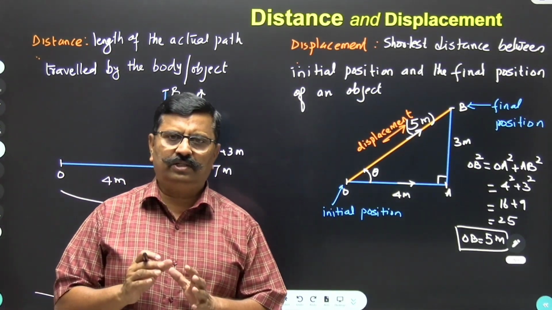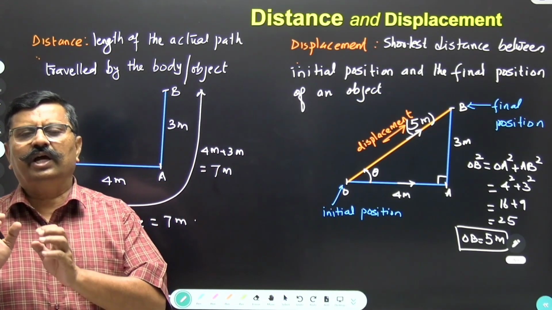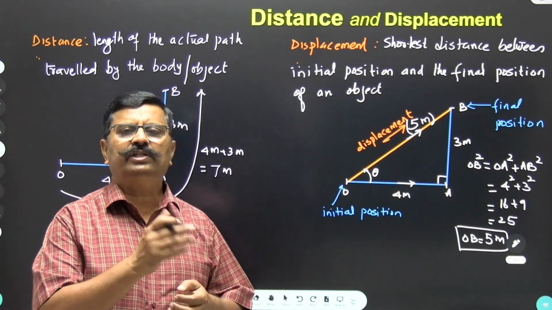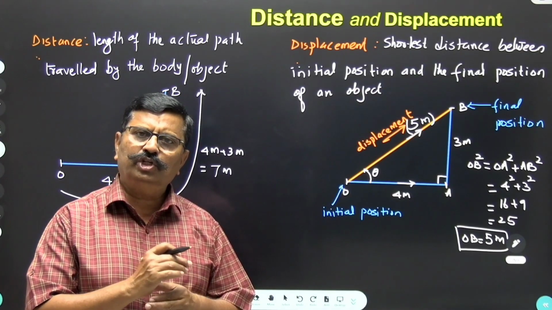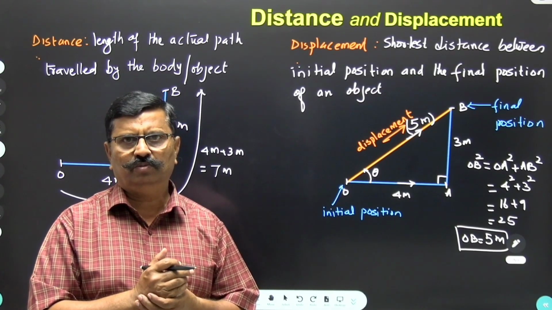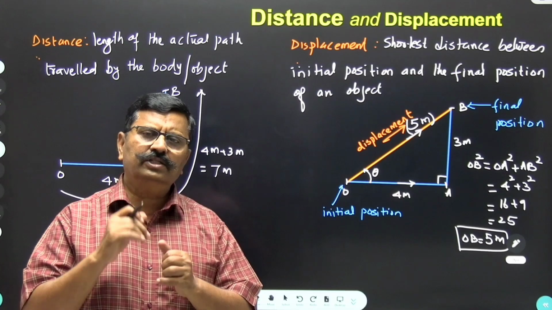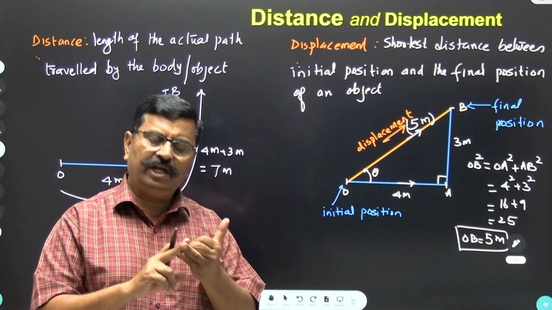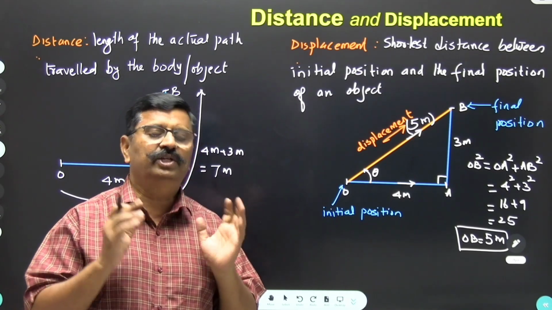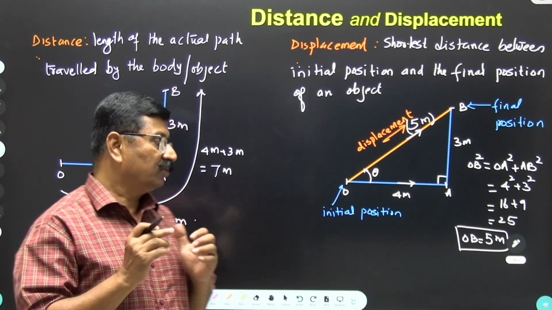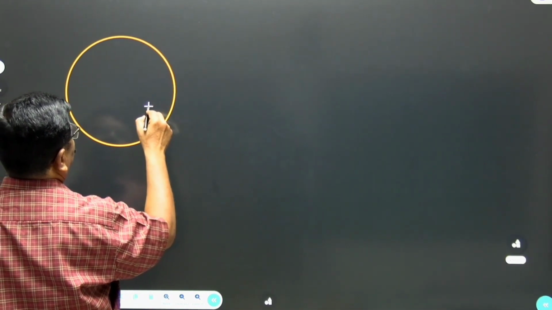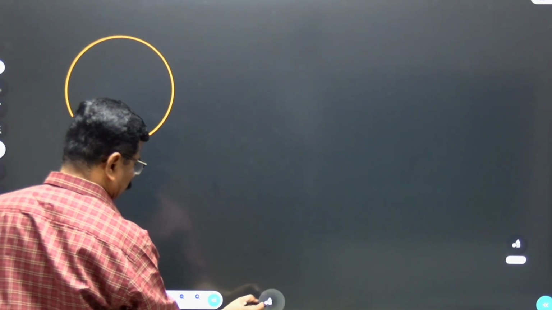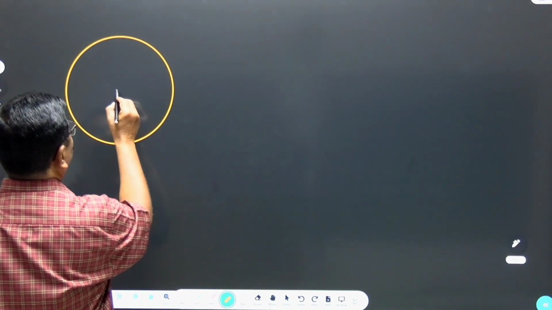Now remember students, see, what is distance? Length of the actual path traveled by the body. And what is displacement? Shortest distance between the initial position of the body and the final position of the body. Remember that distance is always positive, while displacement can be positive, can be negative, and displacement can be zero also. Now see how. See here. This is a circle. Let R be the radius of this circle.